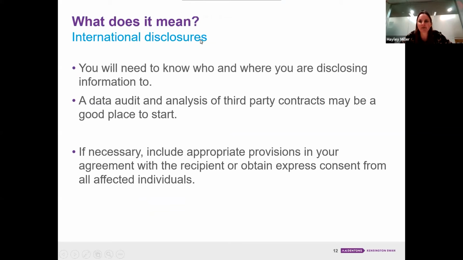So, what does all this law mean and how do you deal with it? Well, the first thing is to do that audit on where you are disclosing information. Depending on how advanced your business is in terms of documenting data flows, you know, where are your exit points in terms of third parties?